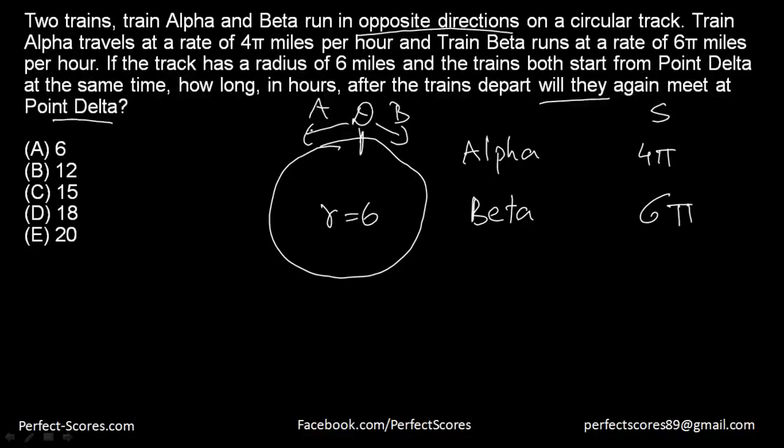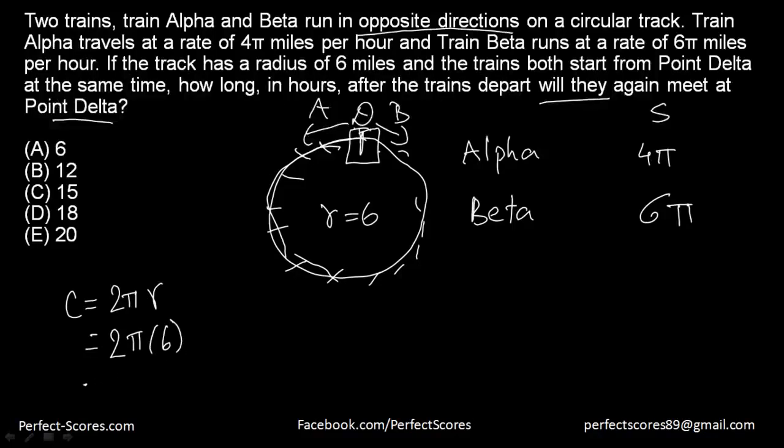So this is what the question is asking. The question is asking when they are going to meet at point delta, right? So they have to meet right here, right? What is the distance to be traveled when they start from this point and end at this point? That would be the circumference of the circle, right? So what is the circumference of the circle? That is 2 pi r, which is 2 into pi into 6, equivalent to 12 pi, right?